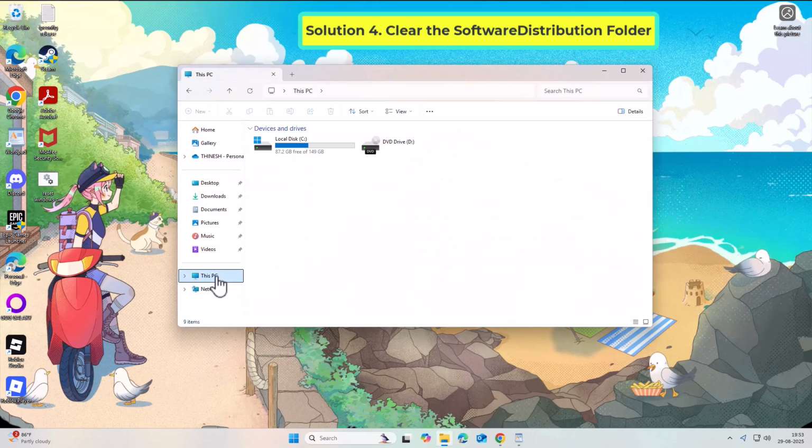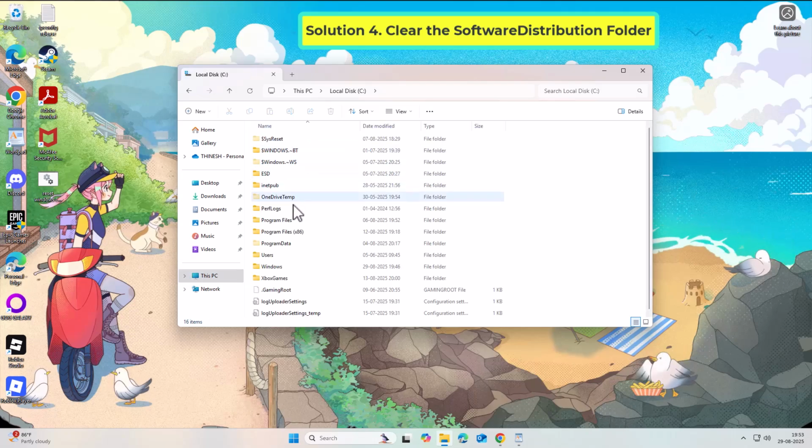Solution 4. Clear the software distribution folder.